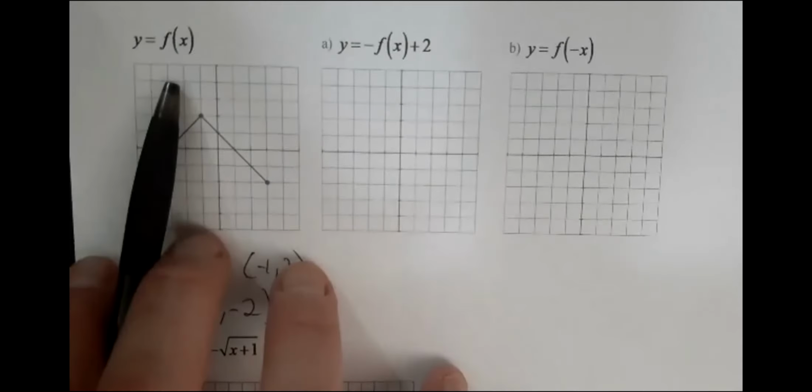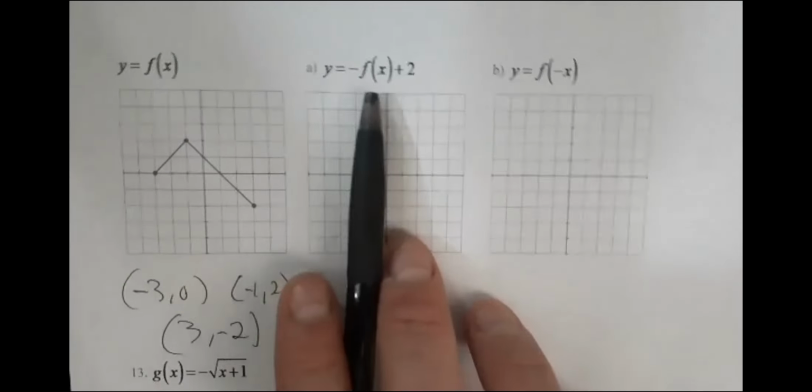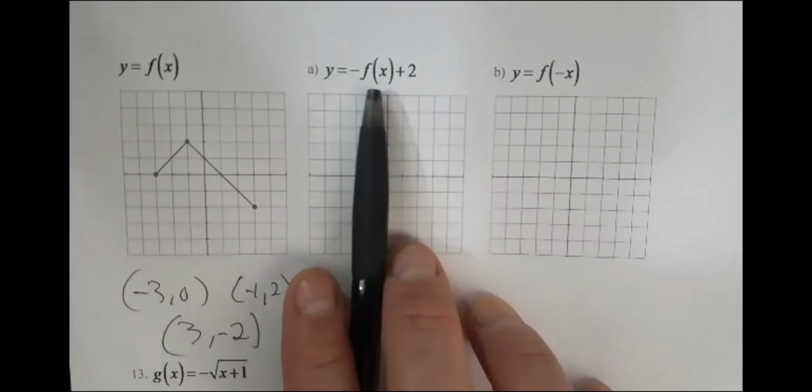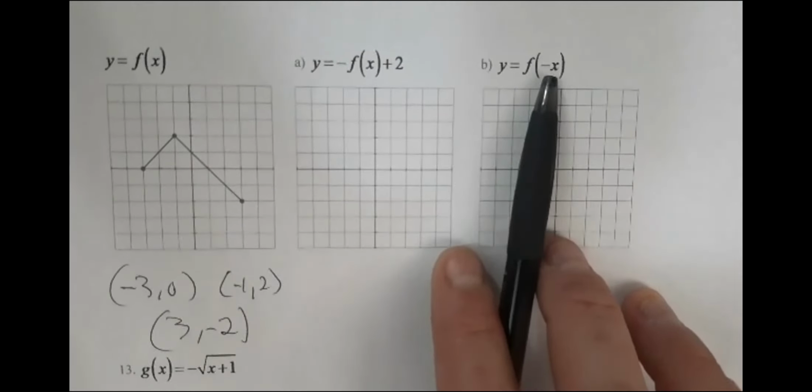So this is my function. If things are happening, this looks like outside the function. This looks like something is happening inside the function.